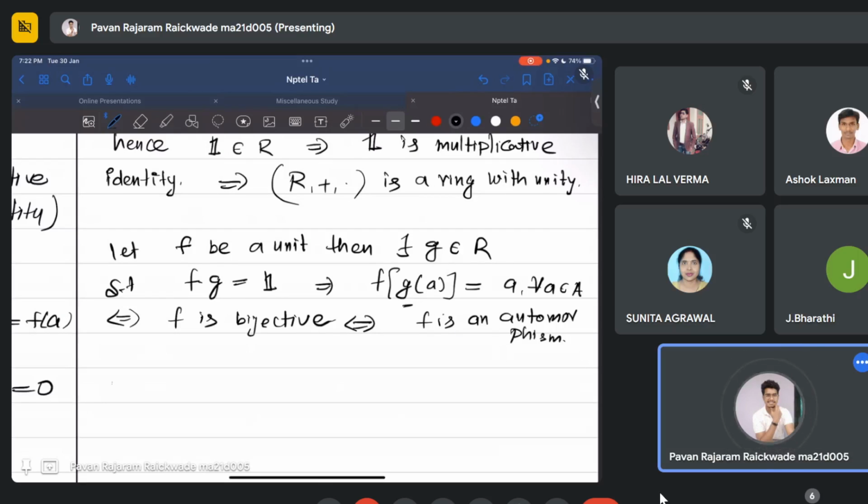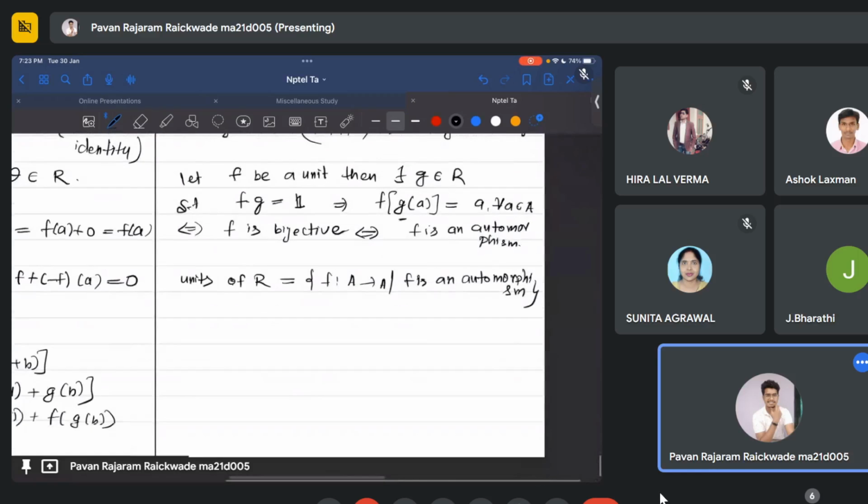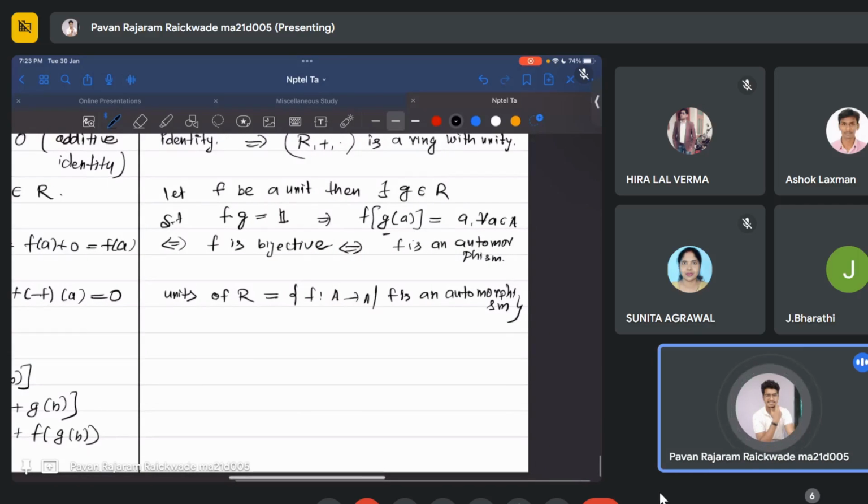So units of R is the collection of all functions from A to A such that F is an automorphism. Okay, this is about R. So, any doubt in this so far?